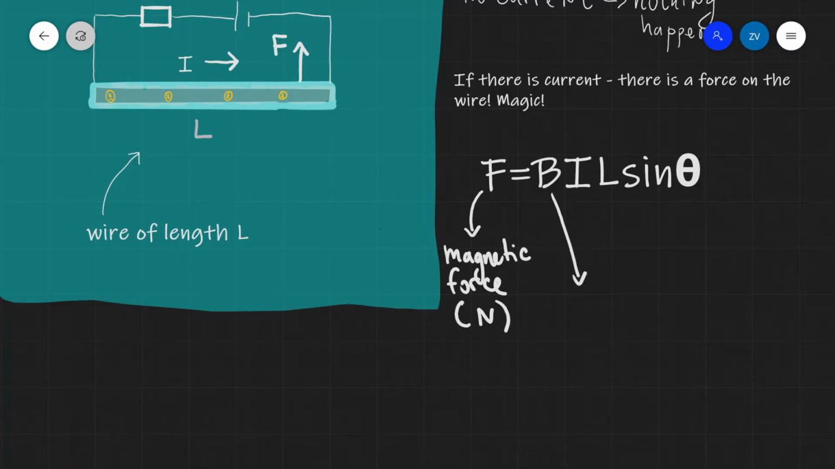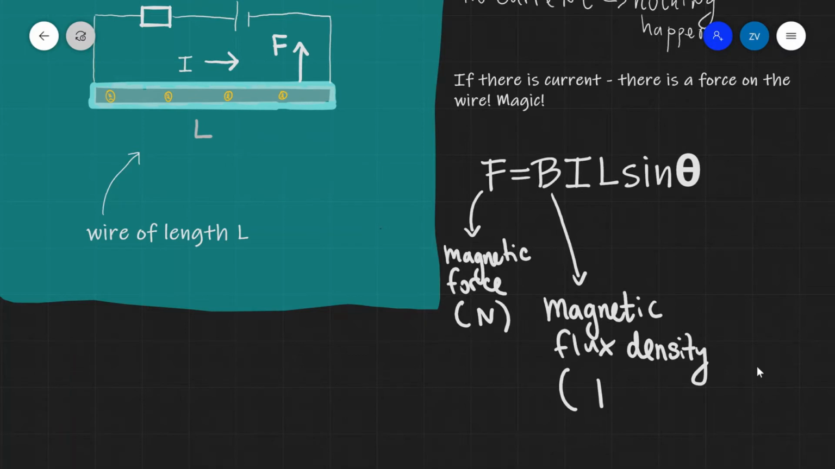B is a brand new quantity to us, and this is known as magnetic flux density. I know it sounds like something taken out of Star Trek, the magnetic flux density, but it is an incredibly important quantity for magnetic fields. You can think of it as an equivalent of the strength of the magnetic field, and this is measured in Teslas, just like the car.